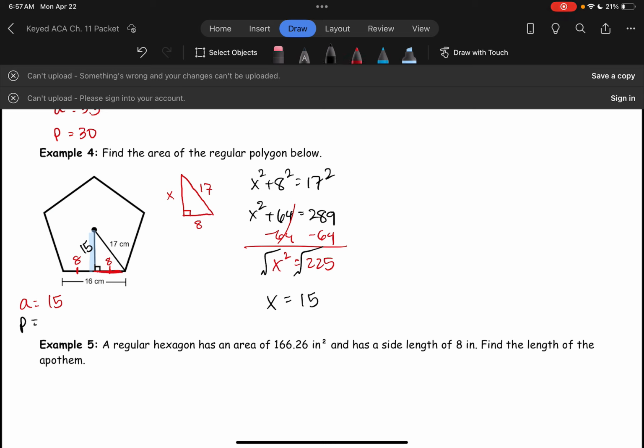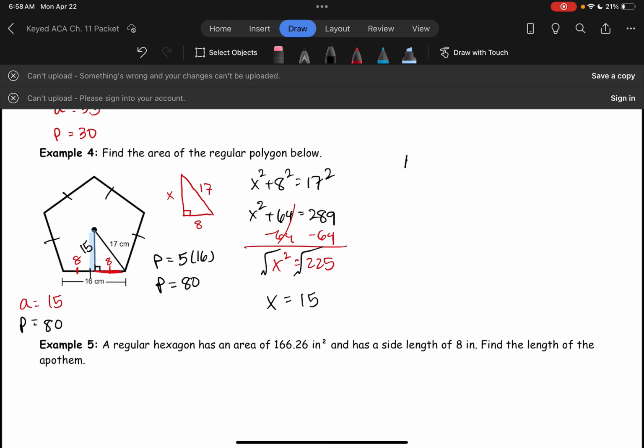Well, this is a regular polygon, so all sides are congruent, and we have a total of 1, 2, 3, 4, 5 sides. So if I want to find the perimeter, I'm going to take the number of sides, 5, and multiply it by the side's length, which is 16. If we multiply that out, we have 5 times 16 to get 80. So the perimeter is 80.